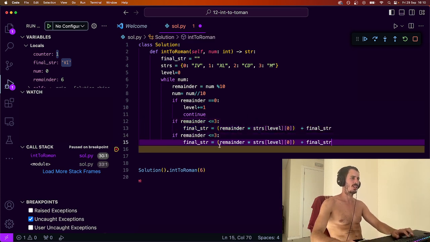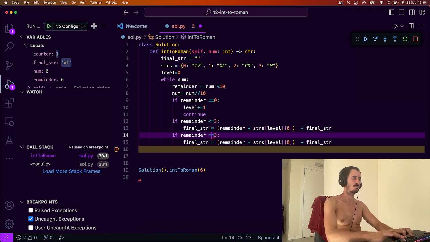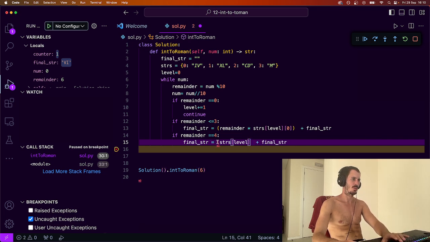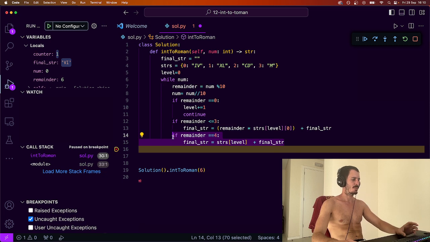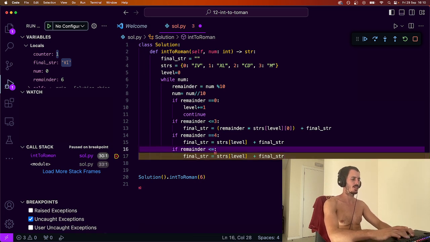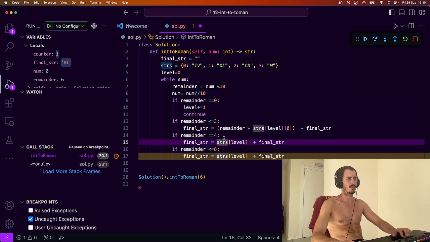We continue. If remainder equals 4, then final string is IV. This is 4, so we can just do strings of level, because we want the whole string. If it is 3 or less, it just stops here.